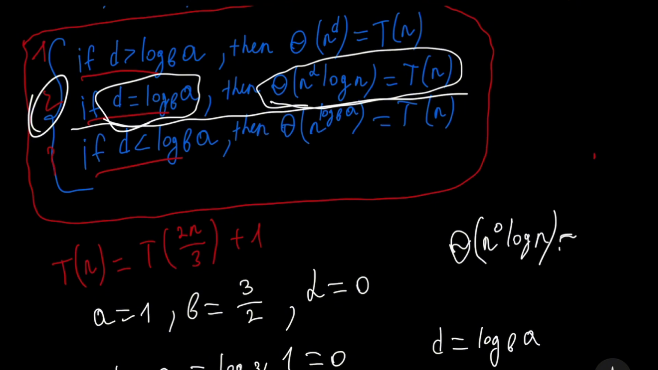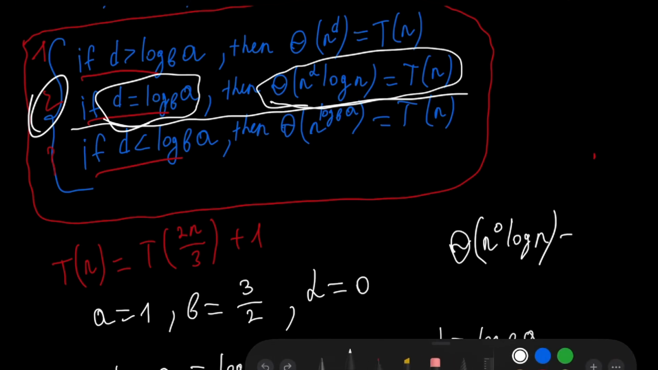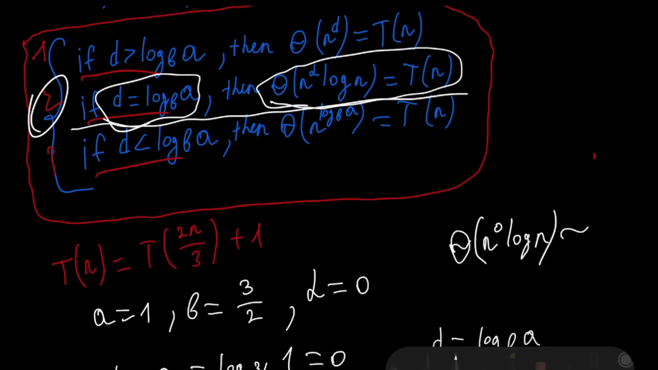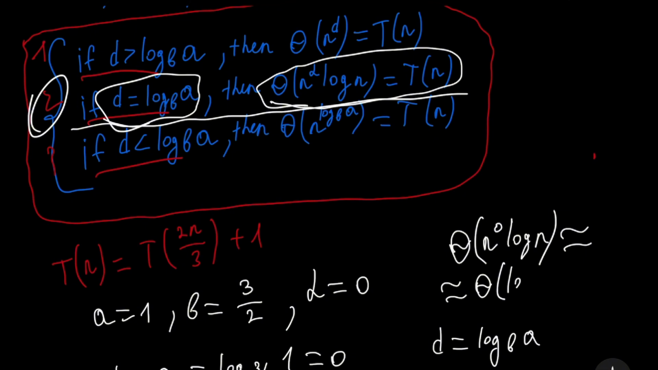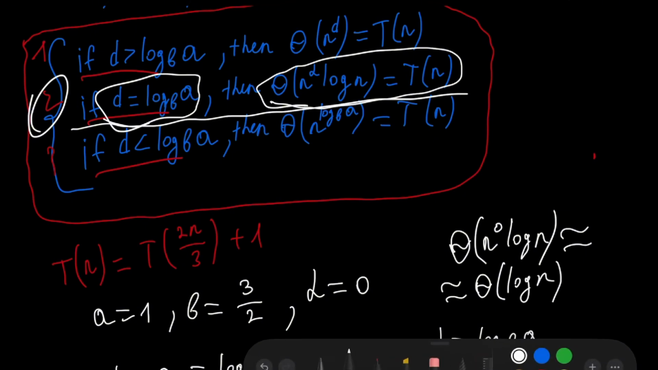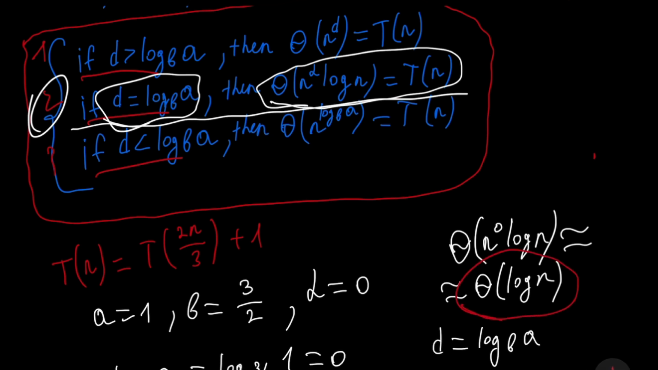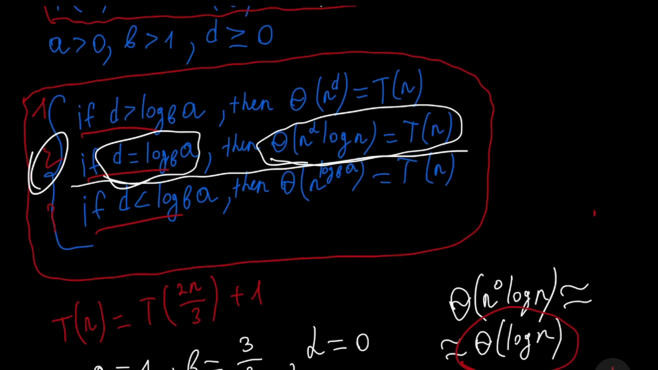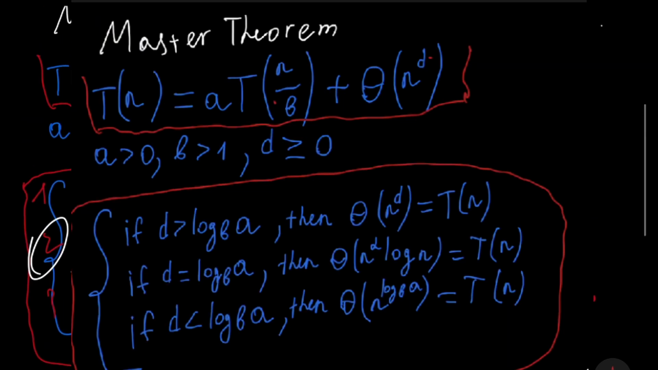So that's simply just theta of log n. So our correct answer is this, okay? You can apply the following formula, right, and solve the problems yourself. That's all for today. Thank you.